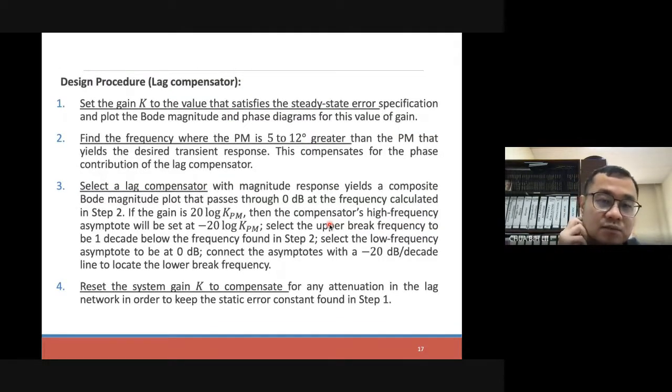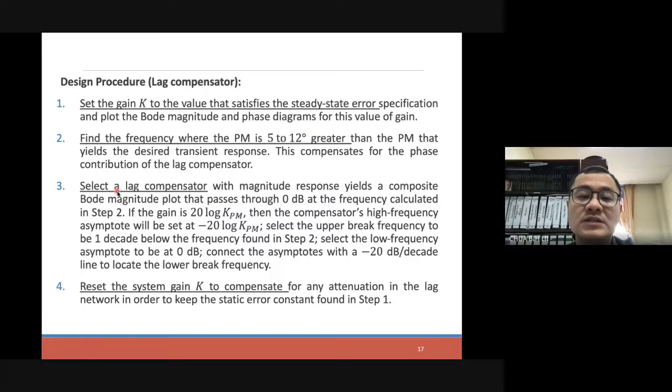The design procedure is more or less similar for both lag and lead. First, we set any gain K value that we want that satisfies the steady state error. We plot it out, then we find the frequency where the phase margin is 5 to 12 degrees. This is just a general rule; you can put 5, 10 for the phase margin. Then we start to select the lag compensator.